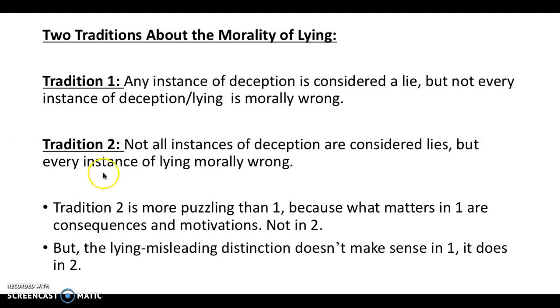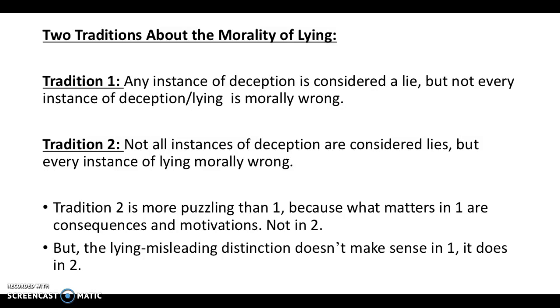So, in other words, under the first tradition, there is no distinction between lying and misleading, and it will turn out that some instances of lying or misleading would be deemed morally wrong, but other instances of lying or misleading will not be deemed morally wrong. On the second tradition, not all instances of deception are considered lies. So there will be a difference between, say, lying and misleading when it comes to an act of deception. But under this account, every instance of lying would be deemed morally wrong. So any lie would be deemed morally wrong under the second tradition.